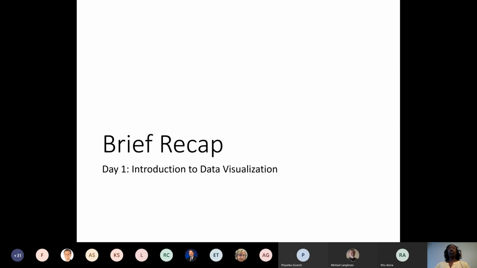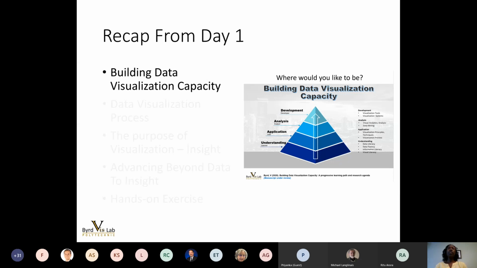Yesterday, we discussed the introduction to data visualization. We talked about building data visualization capacity and what that is. I took some time to explain what I consider to be a progressive learning path for building your own data visualization capacity. We talked about the different stages or levels, starting out with understanding data. Once you have an understanding of data, the next stage is understanding the different types of applications that can be used, and recall that the data dictates the type of tool that you will use in your analysis.